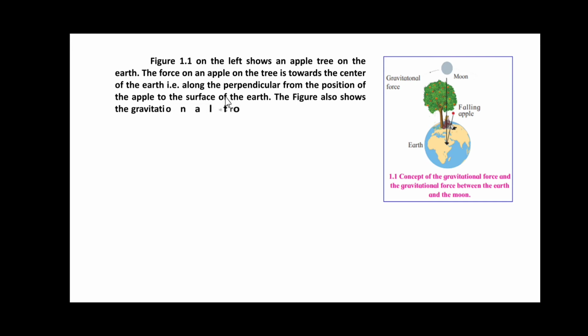Here, figure 1.1 shows the concept of the gravitational force, and the gravitational force between the earth and the moon. Friends, in this figure 1.1, the left shows an apple tree on the earth. The force on the apple on the tree is towards the center of the earth, that is, along the perpendicular from the position of the apple to the surface of the earth. The figure also shows the gravitational force between the earth and the moon. Here are the moon and earth, and here the apple falling downward. The distances in the figure are not according to scale. This has to be considered here.